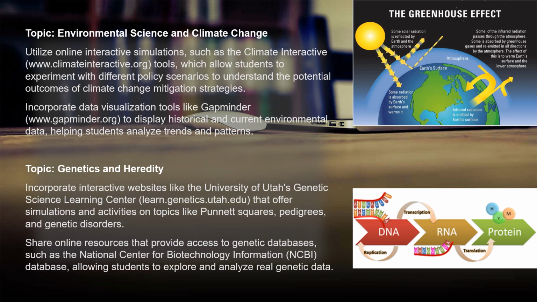Topic: Genetics and heredity. Utilize animations or videos that illustrate the process of DNA replication, transcription, and translation to help students visualize complex genetic concepts. Incorporate interactive websites like the University of Utah's Genetic Science Learning Center, learn.genetics.utah.edu, that offer simulations and activities on topics like Punnett squares, pedigrees, and genetic disorders. Share online resources that provide access to genetic databases, such as the National Center for Biotechnology Information (NCBI) database, allowing students to explore and analyze real genetic data.